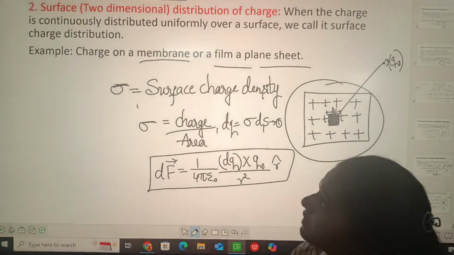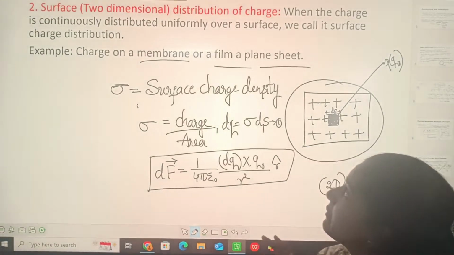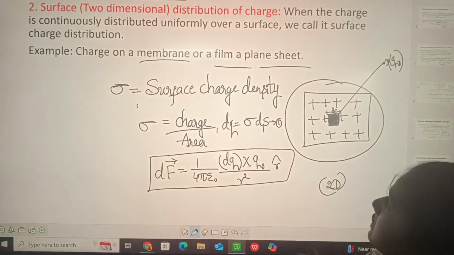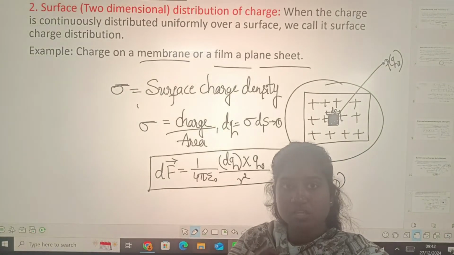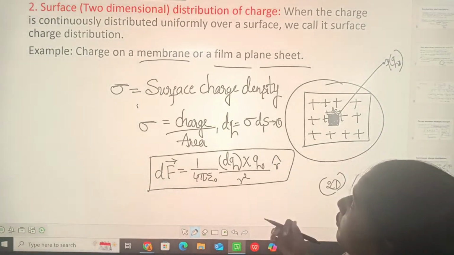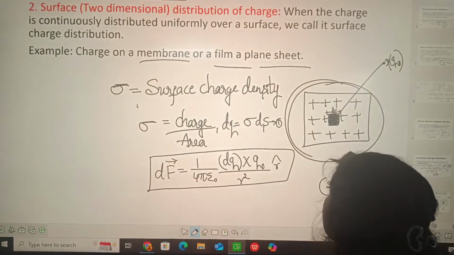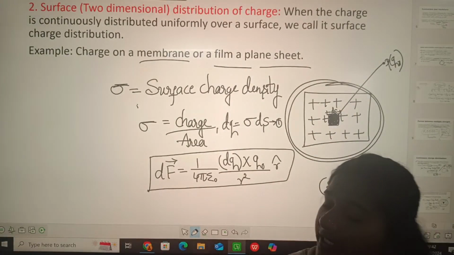Have you got this? In the 2-dimensional distribution of charges, when the charge distribution is continuously distributed uniformly over a surface, we call it surface charge distribution.